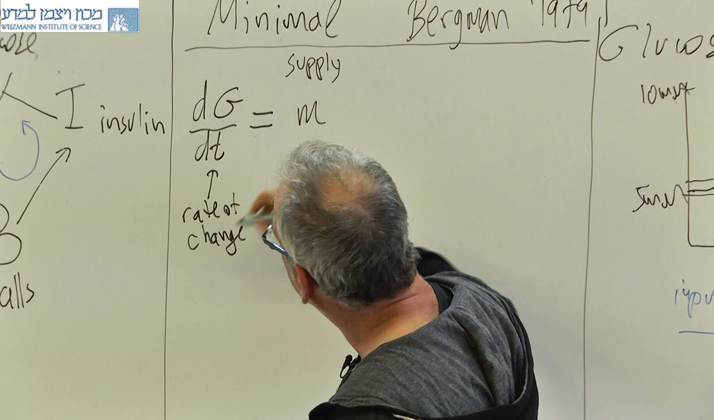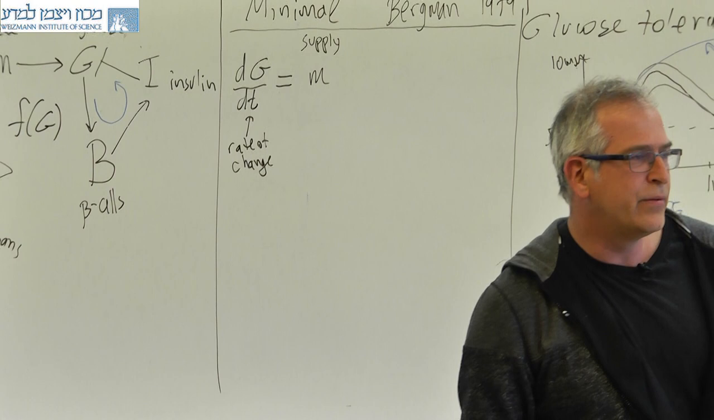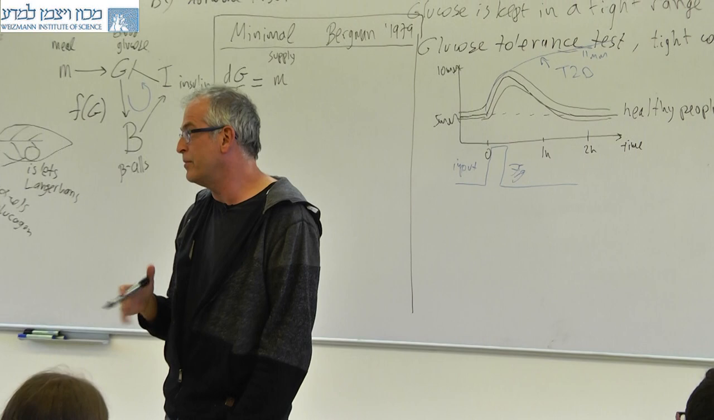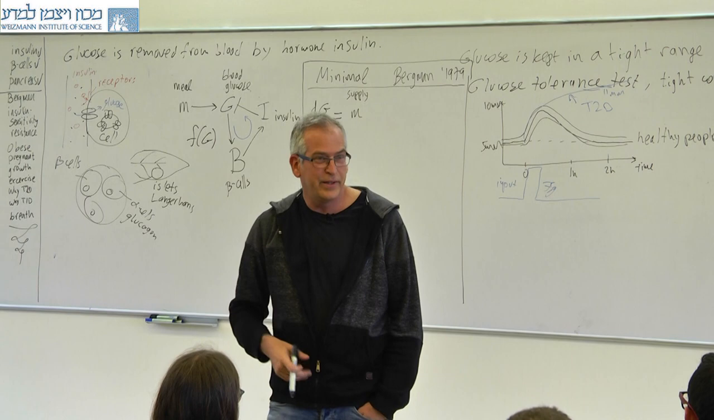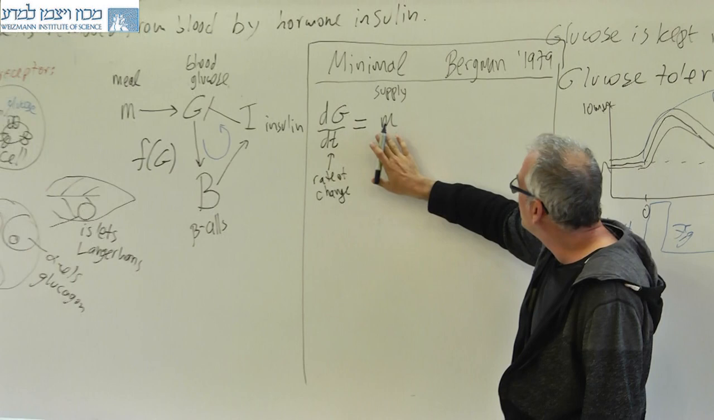And supply comes from two things. When we're not eating, like when we're sleeping, our liver releases the stores and supplies glucose. That's why we don't faint. We're okay if we don't eat. Even though eating is good for emotional regulation, we're still okay if we don't eat. I have to remind myself. So that's a supply, M.